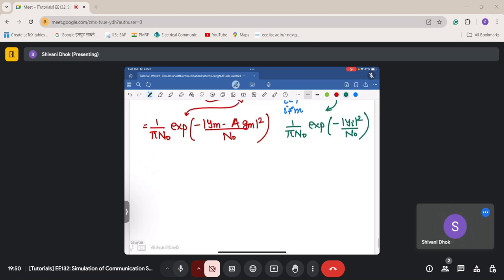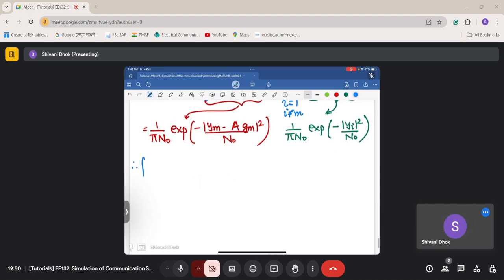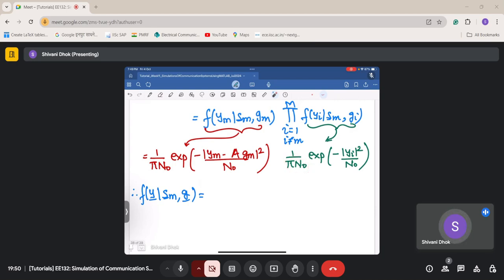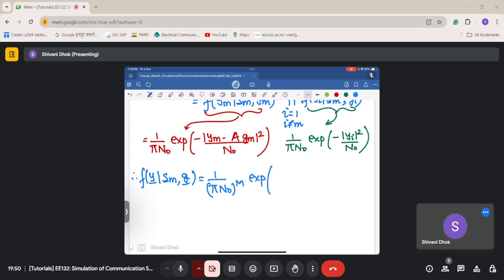Okay, so now what we get is, therefore f of y given Sm comma g comes out to be equal to, so we have this one over pi N0, and this pi N0 is to the power m minus 1, so what we will get is 1 over pi N0 to the power m, e power minus |ym minus a gm|^2 by N0, multiplied by e power minus summation i equal to 1 to m, and i not equal to little m, |yi|^2 by N0.